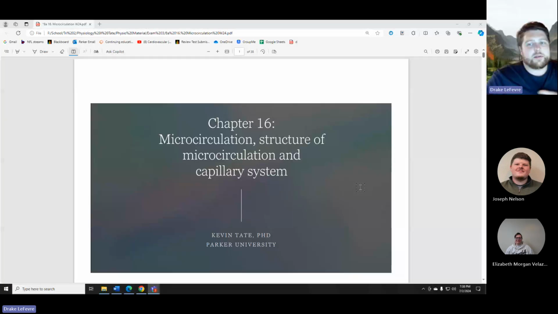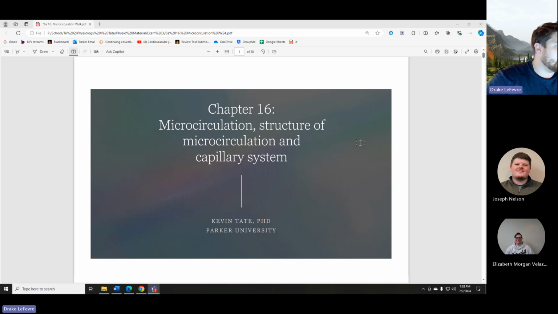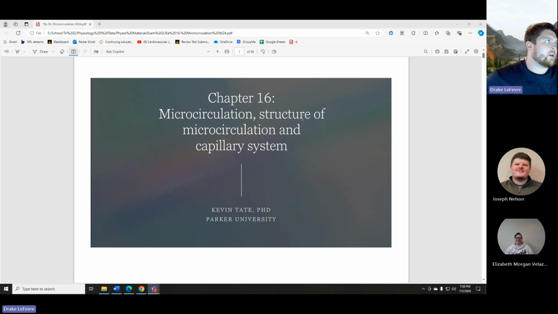Microcirculation. It's the structure of microcirculation in the capillary system. What gets funky with this lesson is towards the end of it. The whole idea and concept, we'll look at this more in a second, is we need to get stuff into the tissue and pull stuff out of the tissues in order for it to keep working. Like we need to give oxygen, we need to take carbon dioxide.